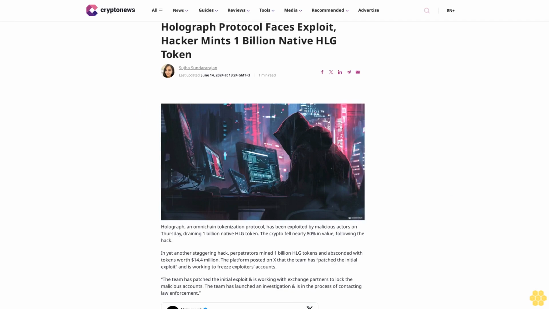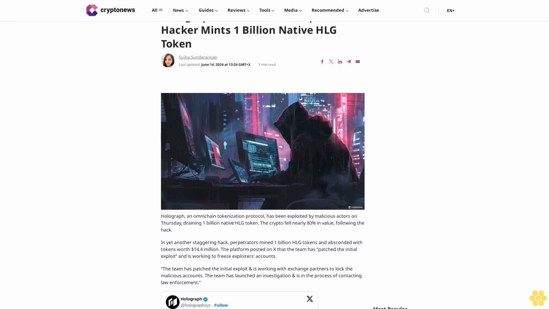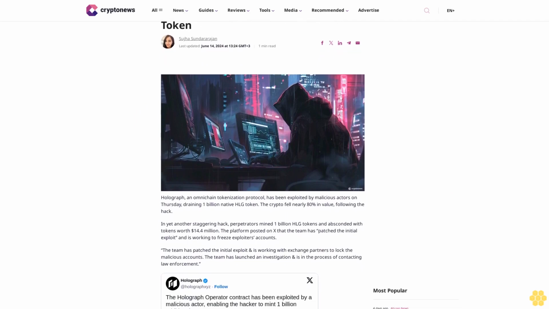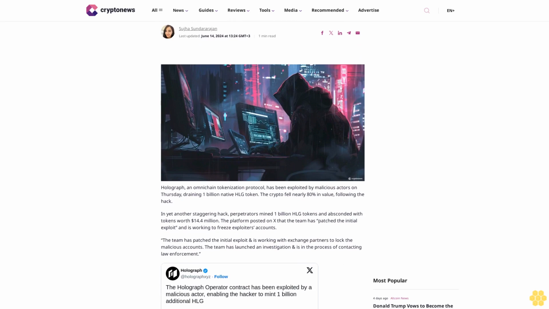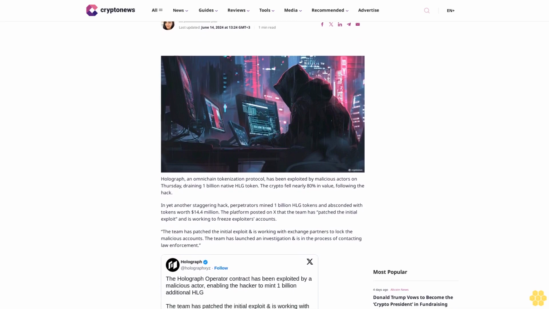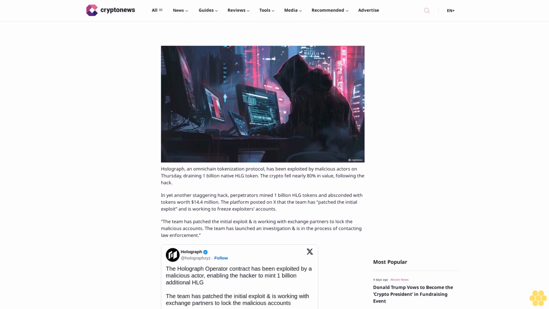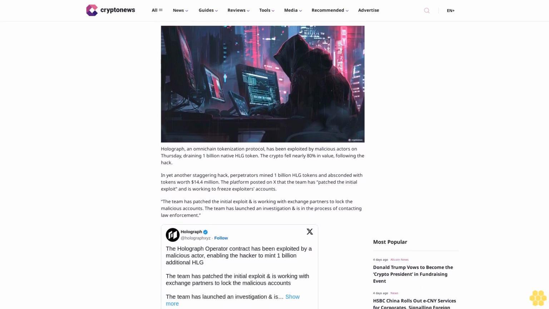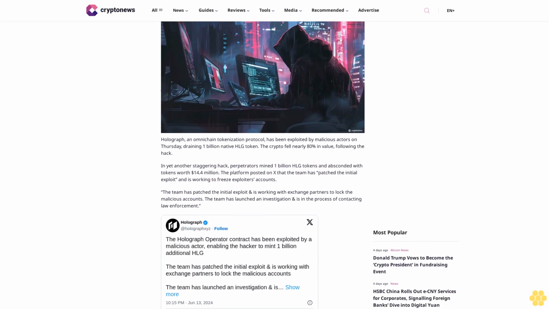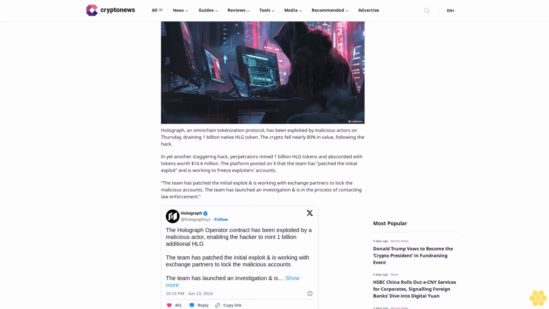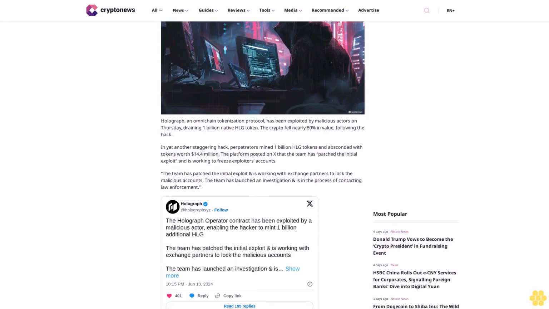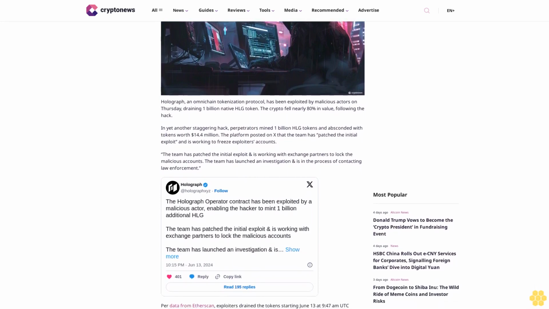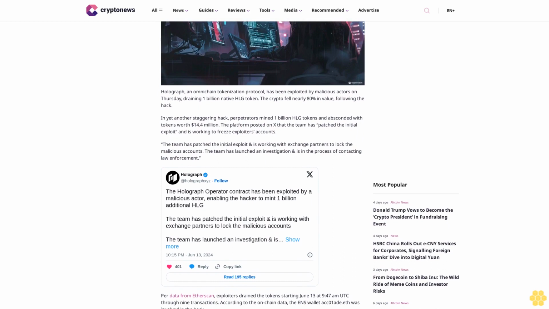Holograph protocol faces exploit. Hacker mints 1 billion native HLG token. Sujha Sundararajan, last updated June 14, 2024 at 13:24 GMT+3, 1-minute read. Holograph, an omnichain tokenization protocol, has been exploited by malicious actors on Thursday, draining 1 billion native HLG tokens. The crypto fell nearly 80% in value following the hack. In yet another staggering hack, perpetrators minted 1 billion HLG tokens and absconded with tokens worth $14.4 million.